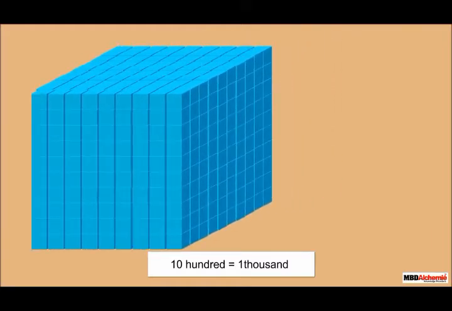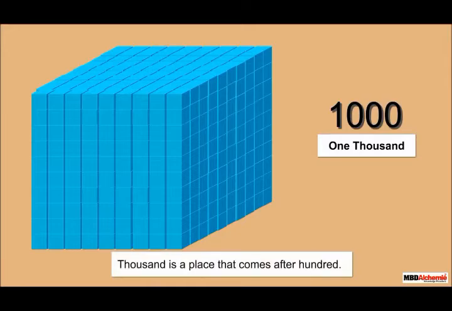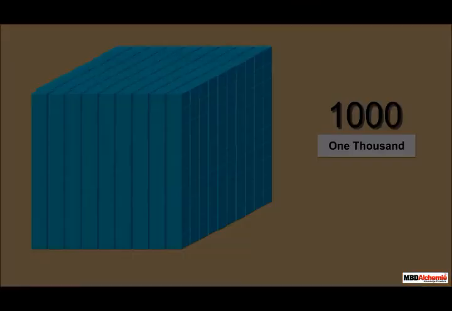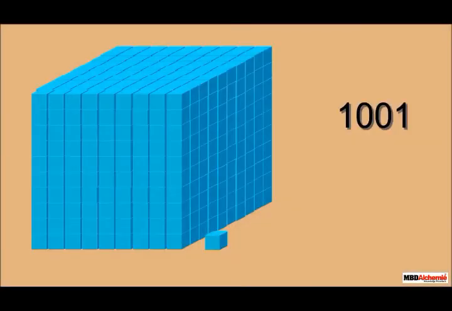It is written as 1 followed by 3 zeros. It is read as 1,000. 1,000 is a number that comes after 999. It is the first 4-digit number. Do you know what comes after this? 1,001 comes after 1,000. Similarly, there are many numbers after 1,000. Let's see how to read and write a few of them.